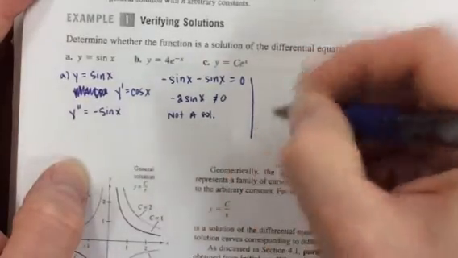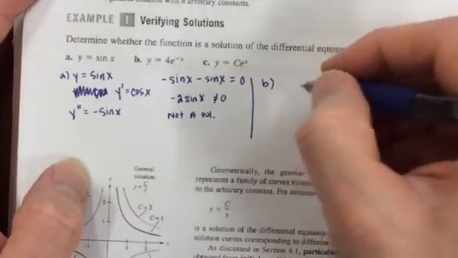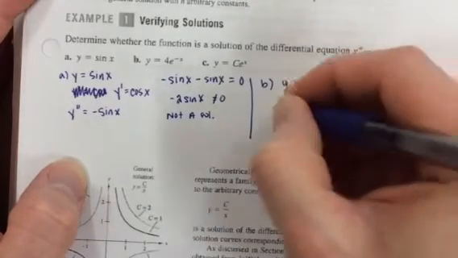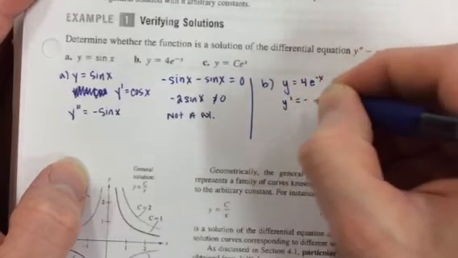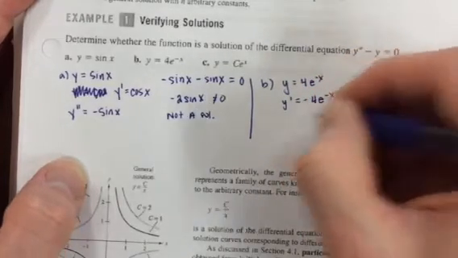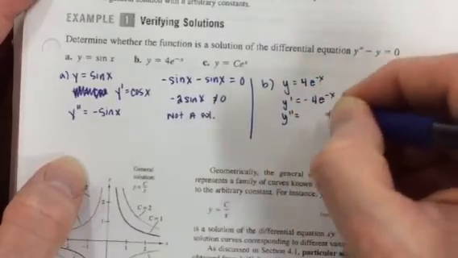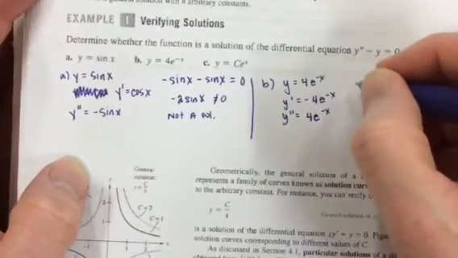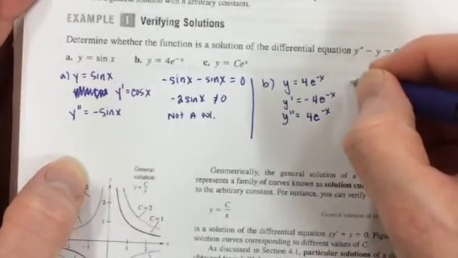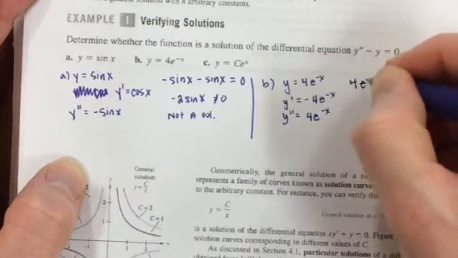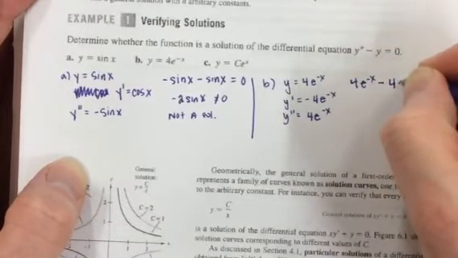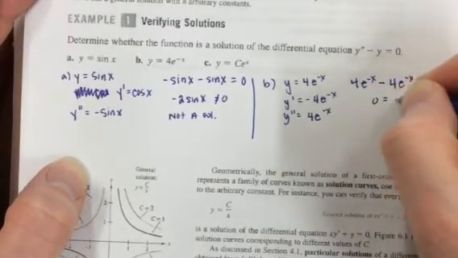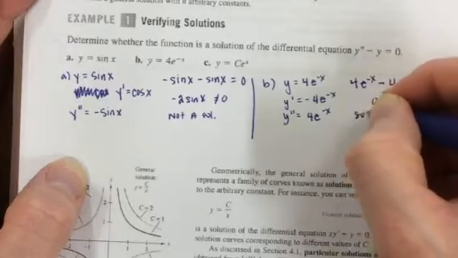All right, let's look at part B here. Again, we need to find the second derivative. If y is equal to 4e to the negative x, well, y prime would be negative 4e to the negative x, and y double prime would be equal to 4e to the negative x. Again, just like we did on example A, we're going to sub back in. 4e to the negative x, take away 4e to the negative x. Does that equal 0? And that is true. 0 does equal 0. So this one is a solution.